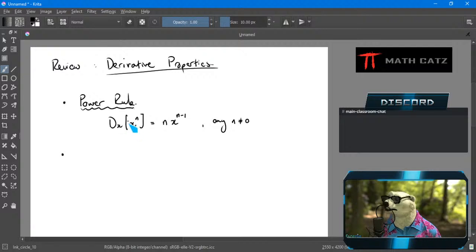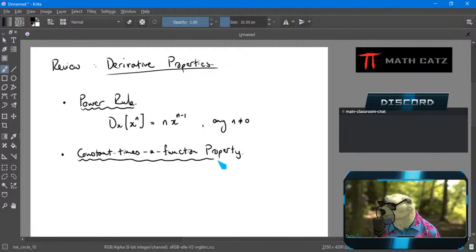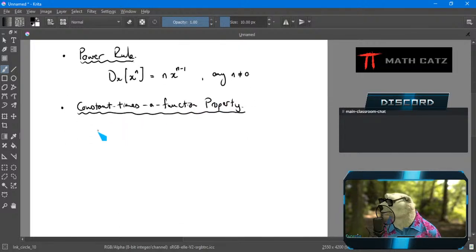And my functions could have numbers around this x to the power of something. It could be in combination with other powers of x or other stuff. So we need what I'll call the constant times a function property. I wish it had a nicer name, but no one really cared enough to name it. It's very sad. Sad property. It's very important because without it, I can't isolate the power of x to then use the power rule.